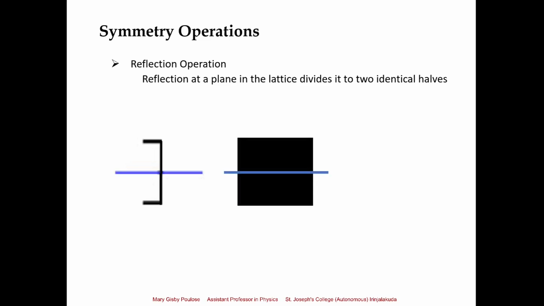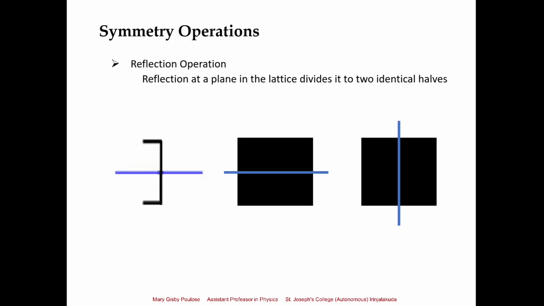Now, assuming this structure, a square shape again, the plane of reflection divides this crystal into two identical halves. Hence, this crystal has a plane of reflection along this plane. This crystal again has another plane of reflection perpendicular to the earlier one. This too divides the lattice into two identical halves.